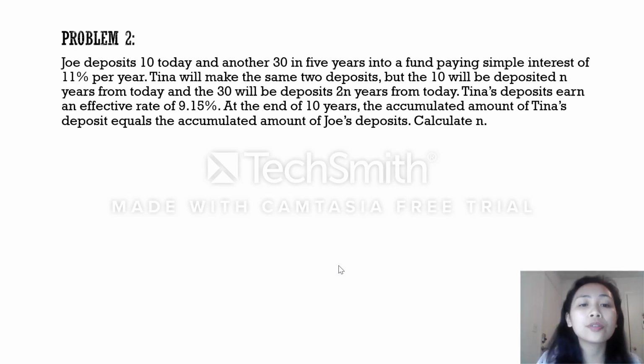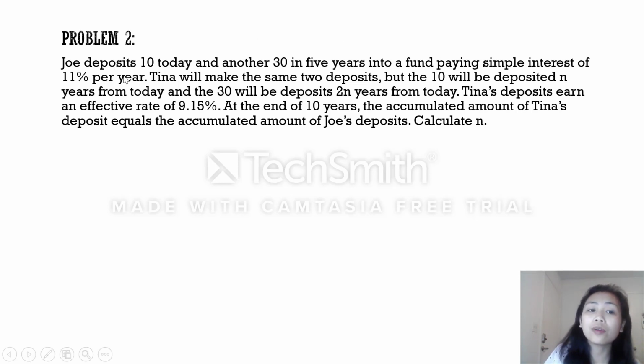Now we go to problem number 2. Joe deposits $10 today and another $30 in 5 years into a fund paying simple interest of 11% per year. So this is a simple interest rate. Remember, in the first lesson we have two types of interest: simple interest and compound interest. For simple interest, the accumulation function is 1 plus it, not 1 plus i to the t. So pay attention here, because many times you will make a mistake using 11% as an effective rate.